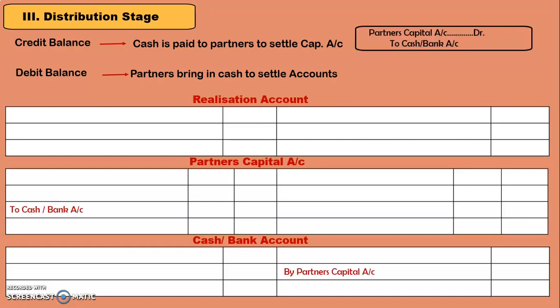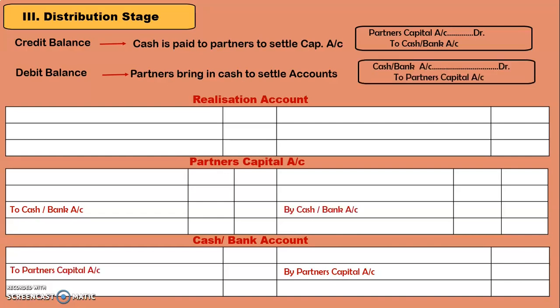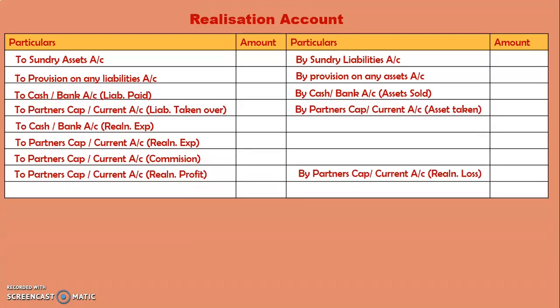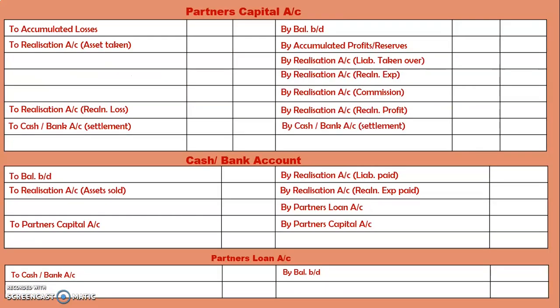So when cash is paid to the partners, partner's capital account is debited and cash or bank account is credited. And when the partners bring in cash to settle the account, partner's capital account will be credited and cash or bank account will be debited as the cash is being brought in. And after that, we close the cash or bank account, and your cash or bank account has to tally. Now these are all the entries of realization account, then the partner's capital account, cash or bank account.